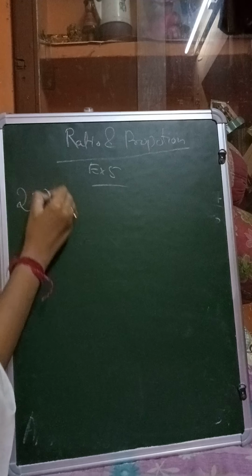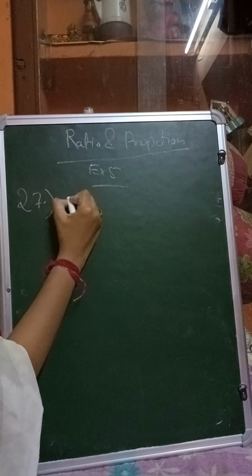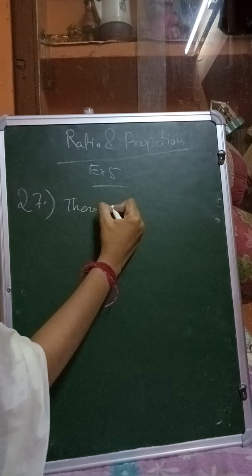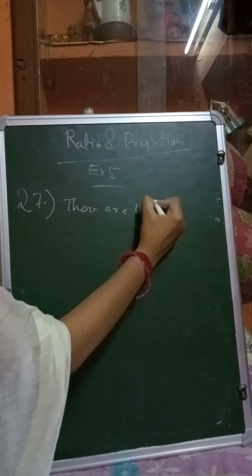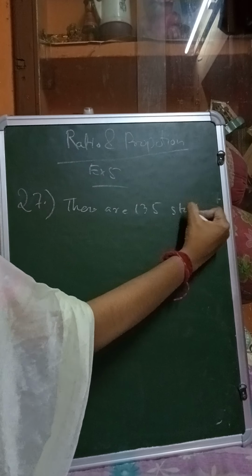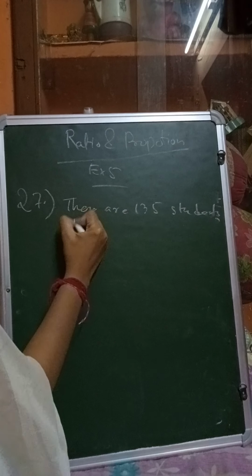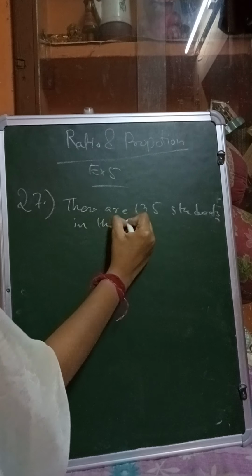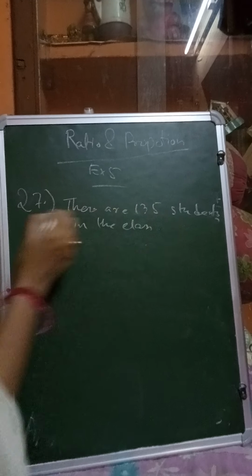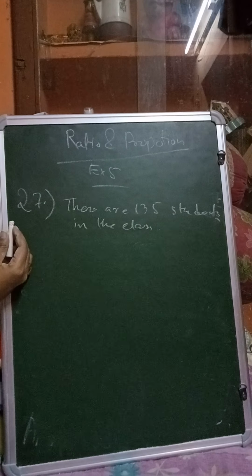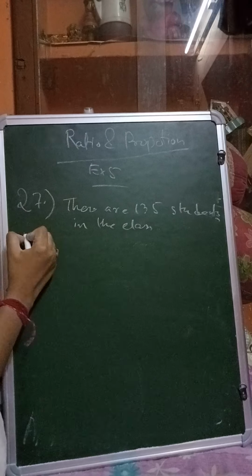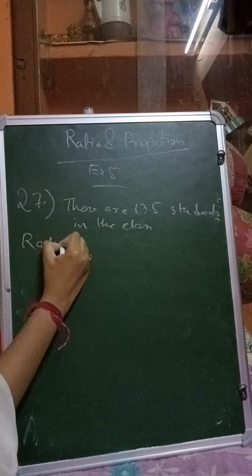So today we will again discuss some of the sums of ratio and proportion. We will discuss sum number 27. In sum number 27 it has been said that there are 135 students in a class, and the ratio of the boys and the girls in the class is given. What is the ratio? It's 4:5.